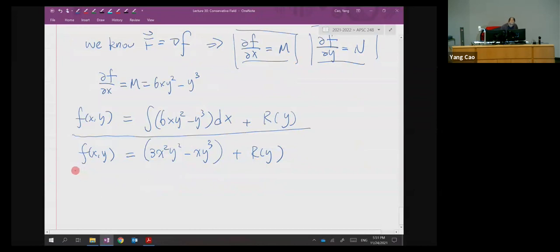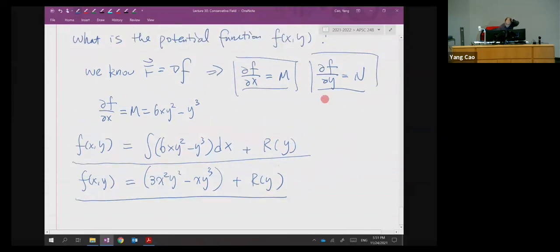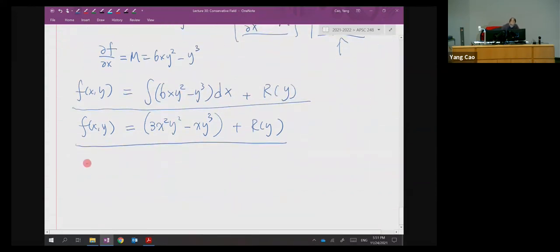All right, so in this first step we end up with an expression for this scalar potential function, but there is a little bit of uncertainty here. What is this r of y? We still couldn't solve it yet. Then you go back to your second condition. We haven't made use of this condition yet. The result so far is based on the first partial derivative, and we have to make use of the other partial derivative: partial f over partial y equal to n.